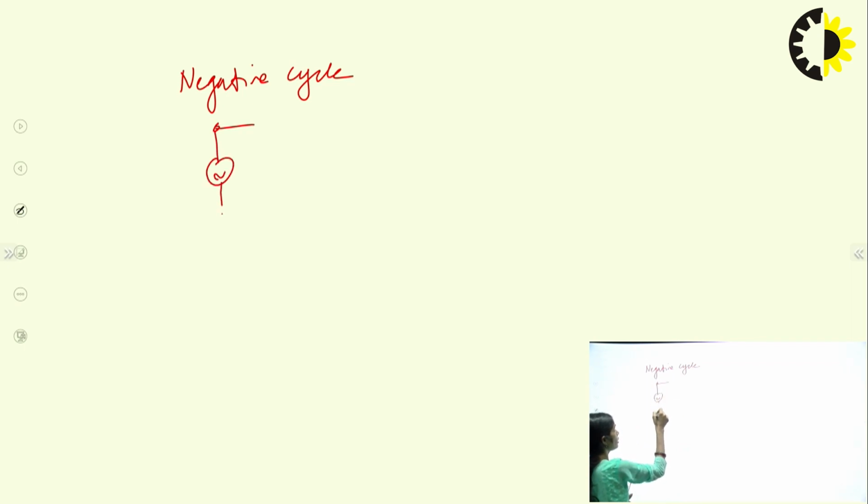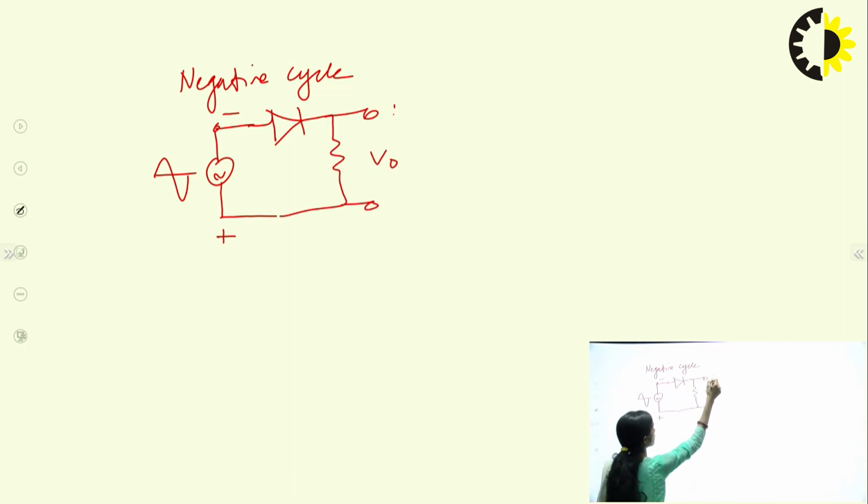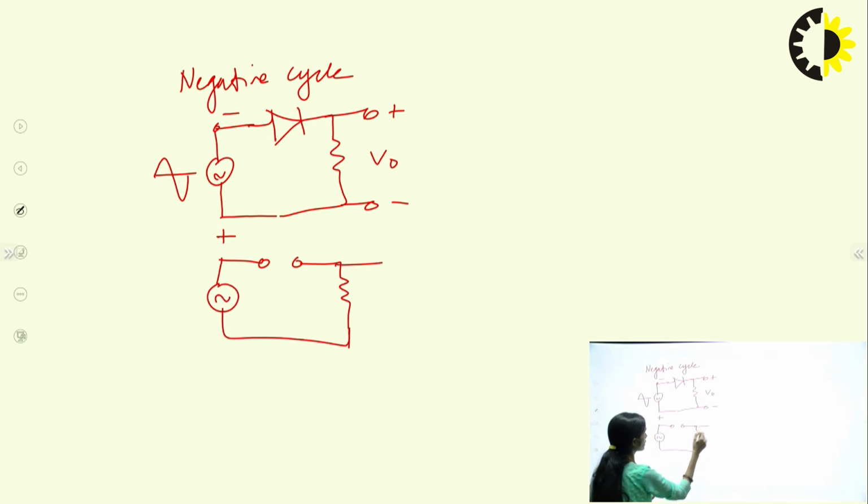So for the negative cycle, if I take this end, it will become negative and the lower end will become positive, the diode is now going to be reverse biased. So in this case, what happens? The diode will behave as an open circuit. So we will get no current. For this condition, if no current is there, I is equal to 0. In that case, the output voltage obtained here is also equal to 0.